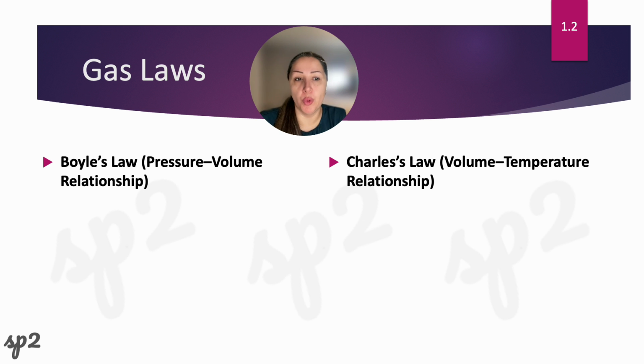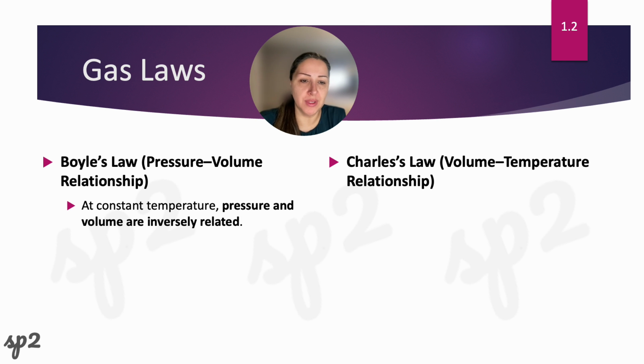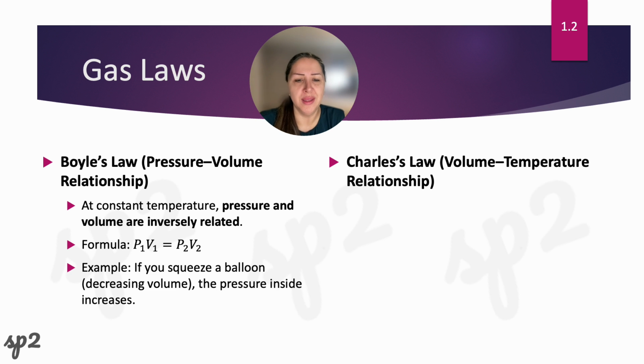Okay, so starting with Boyle's law, which is the pressure-volume relationship. If the temperature of our system is constant, the pressure and the volume are inversely related. What does inversely mean? That means if one goes up, the other one has to go down. You can also say indirect relationship. The formula that you've got to have in your brain is P1V1 equals P2V2. Okay, very common example: if you squeeze a balloon, that means you are decreasing the volume of your balloon, and the pressure inside is going to increase, right?